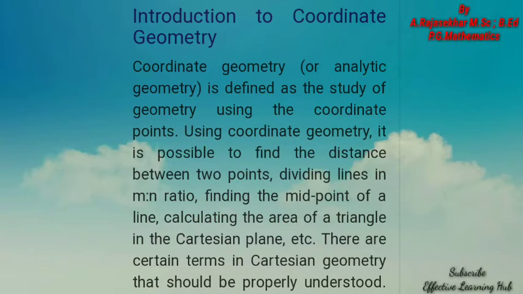Using coordinate geometry, it is possible to find the distance between 2 points, dividing lines in m:n ratio, finding the midpoint of a line, calculating the area of a triangle in the Cartesian plane, etc. There are certain terms in Cartesian geometry that should be properly understood.